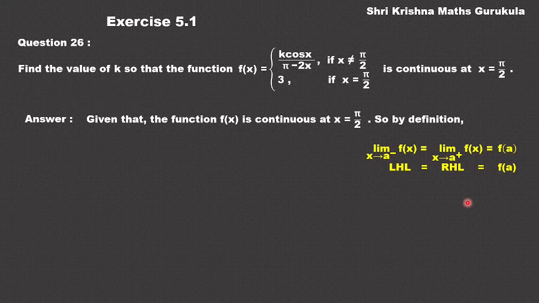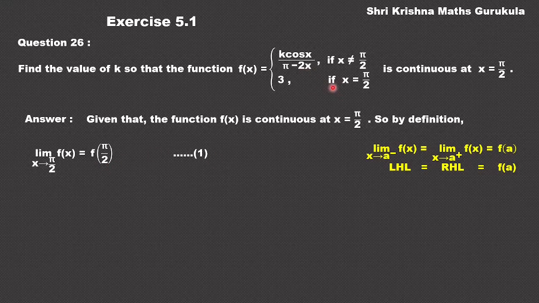Now we are using that condition for finding the value of k. Now limit of f of x as x tends to pi by 2. If this limit exists and the value of that limit is equal to f of pi by 2, then the function is continuous. As per the definition, it is already continuous. So this should hold good. So we are using this condition and calling this as equation 1.